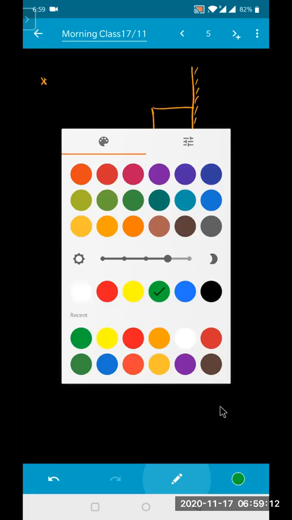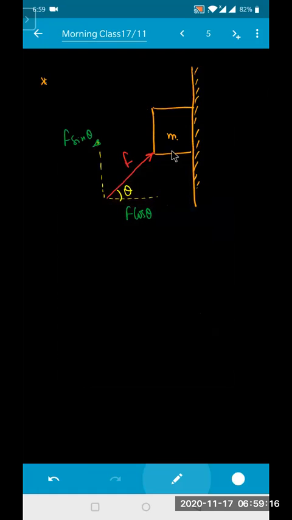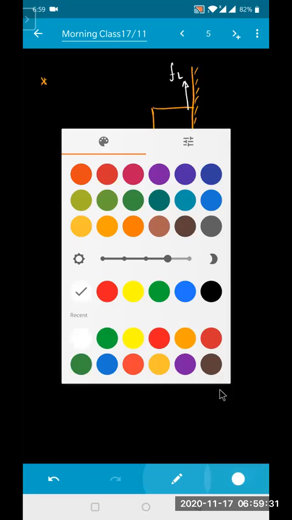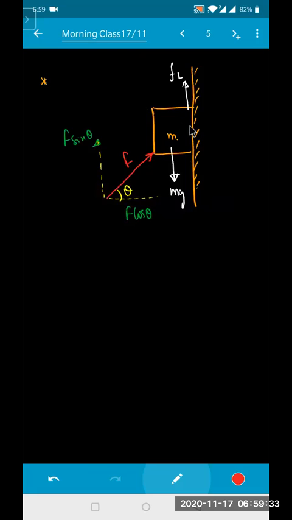Now what are the other forces acting on this body? No doubt the weight of the body acts in the downward direction, mg. Frictional force, if it is not in motion, will be in the upward direction, that is nothing but limiting friction, FL. And the direction of the normal will be in this direction, so this will be the normal acting on this block.